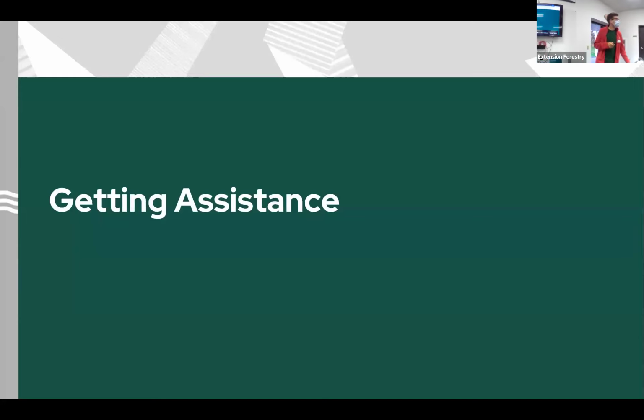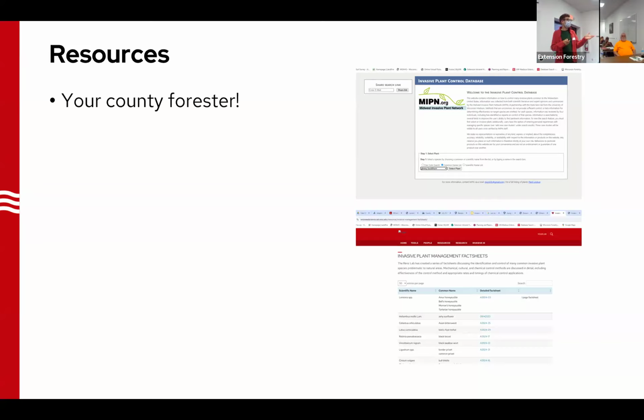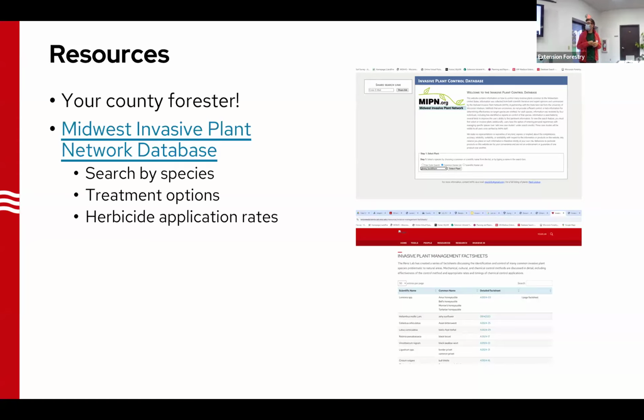Last topic, getting assistance. There are multiple ways to get assistance, but I think your county forester is a really, really good resource for you. They're going to have really specific local knowledge of invasive plants in your county. They're going to have great recommendations.